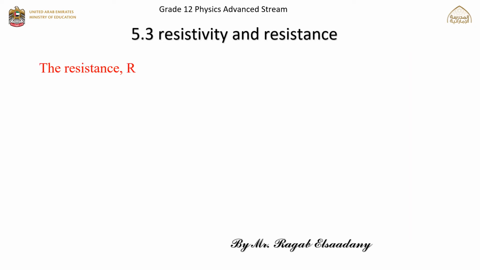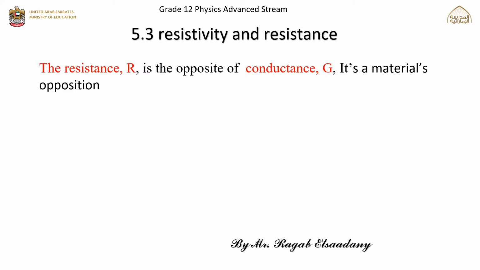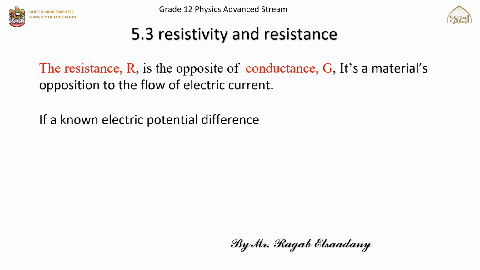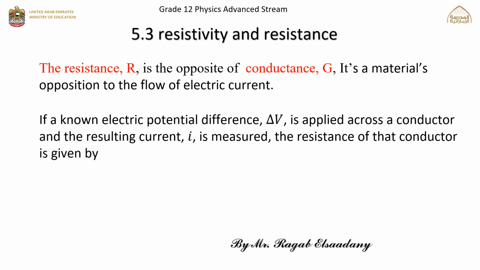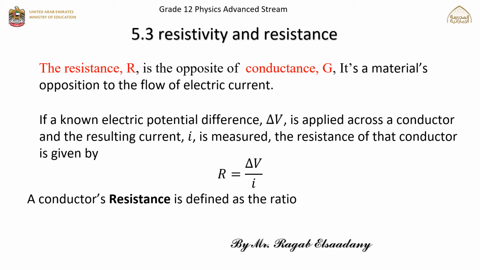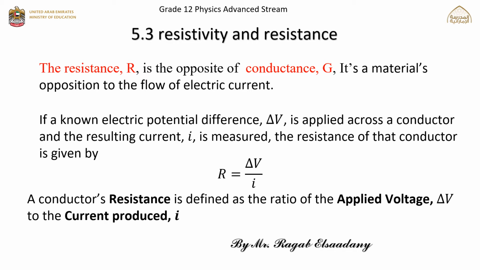The resistance R is the opposite of conductance G. It's a material's opposition to the flow of electric current. If a potential difference, delta V, is applied across a conductor and the resulting current I is measured, the resistance of the conductor is given by R equals delta V divided by electric current I. A conductor's resistance is defined as the ratio of applied voltage delta V to the current produced I.